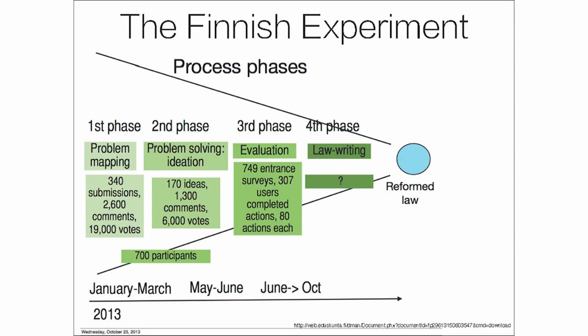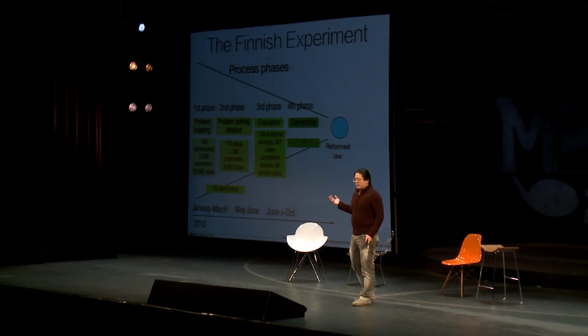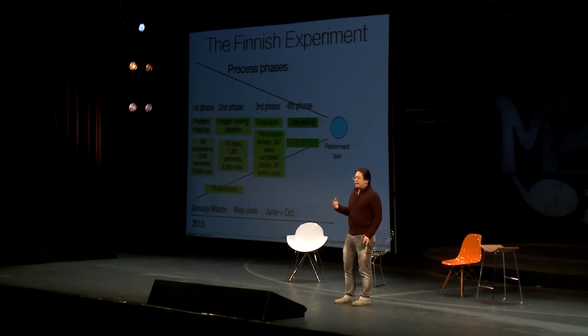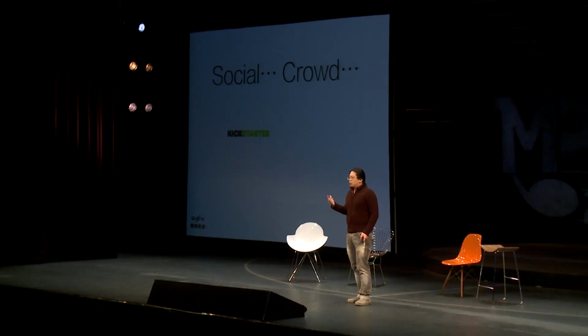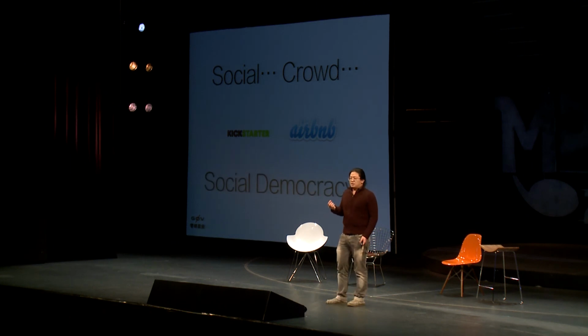Similar things are happening in Finland, where they have a new off-road traffic regulation, and they're collecting opinions from people before they make the law. They collected hundreds of proposal submissions and then thousands of comments. So we can see that technology is not just allowing us to socially sponsor interesting projects on Kickstarter or rent out your spare room on Airbnb. It's also changing how policies are made.